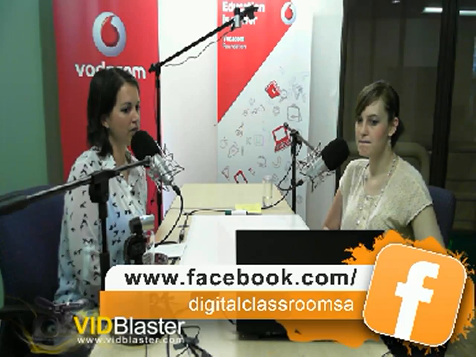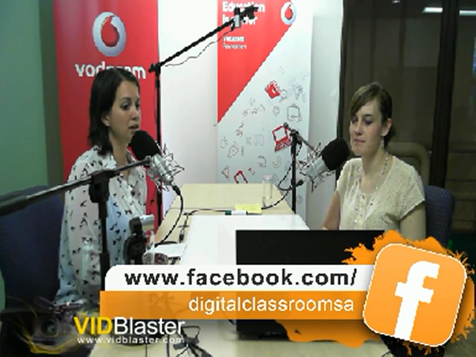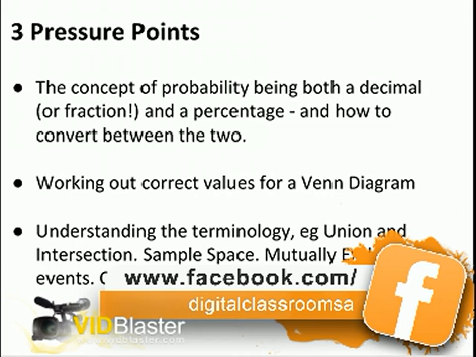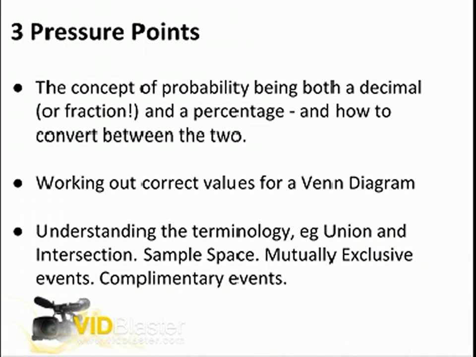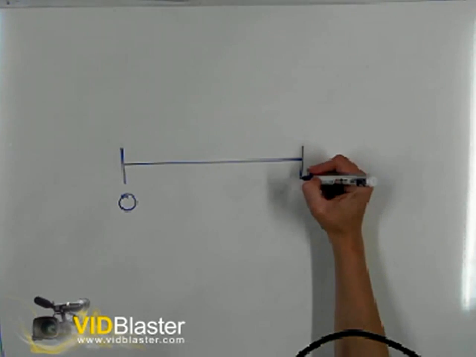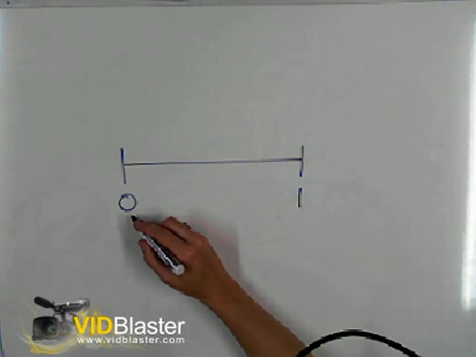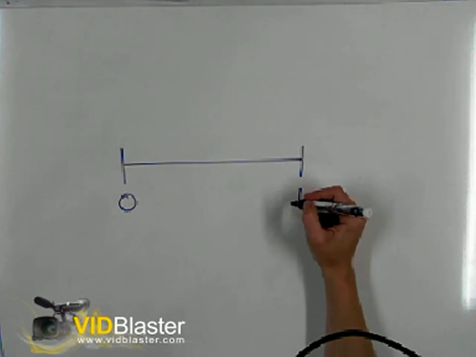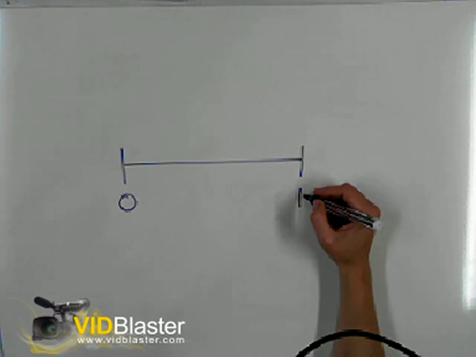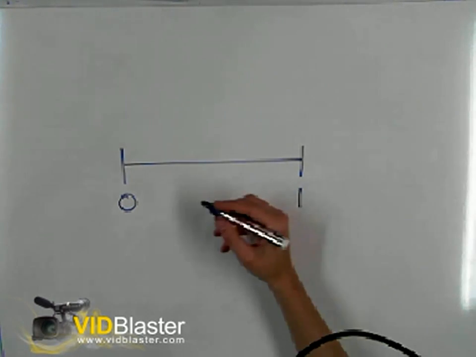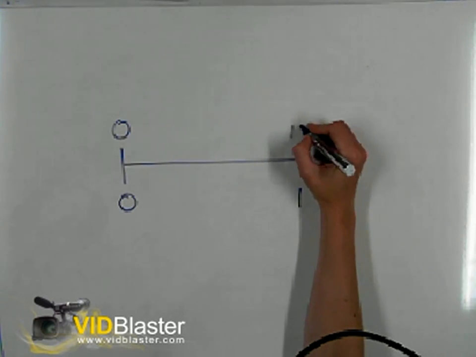Okay, so the next slide has our 3 pressure points. The first one says the concept of probability being both a decimal or fraction and a percentage, and how to convert between them. This really goes back to a lot of grade 8 and 9 work in decimals and percentages. As we know, we've got our probability scale here, and we start at 0 and we end at 1. 0 is absolutely nothing, no probability. If today's Tuesday, tomorrow will be Saturday: 0. Yes. 1 is an absolute probability. It's certainly going to happen. If today's Tuesday, tomorrow will be Wednesday. But we can also look at this using a percentage scale.